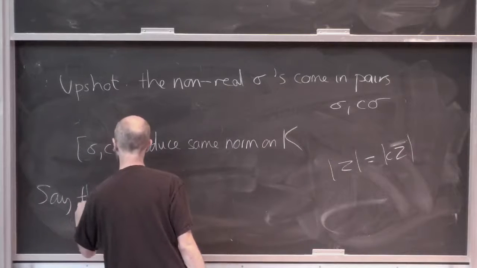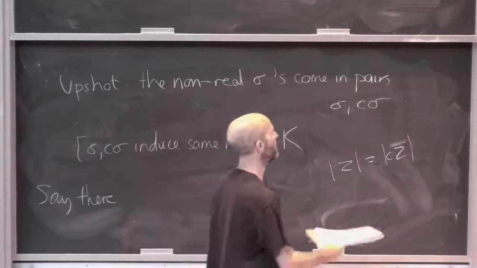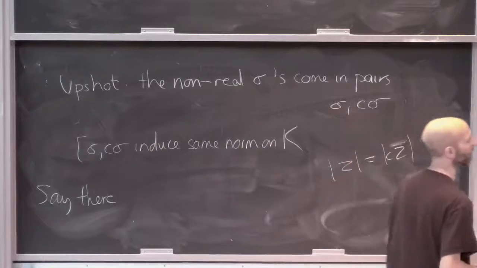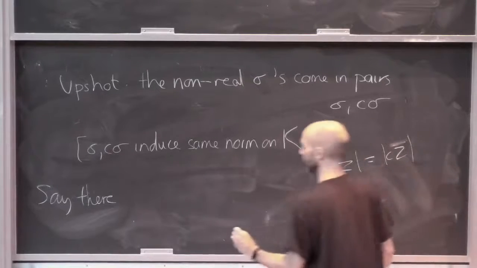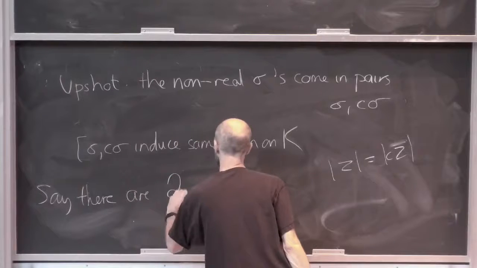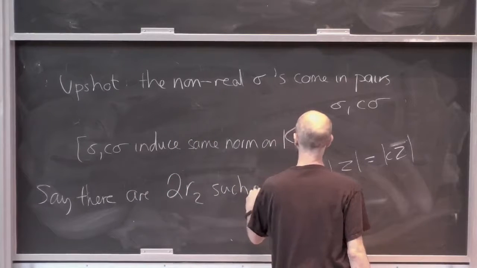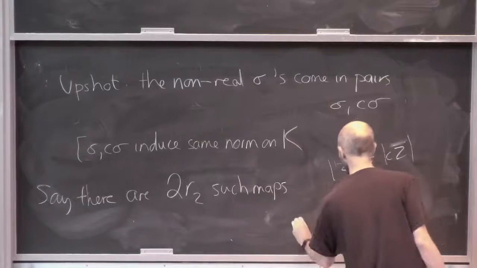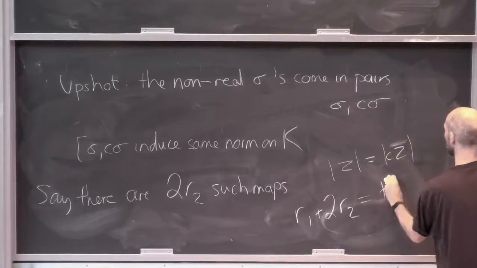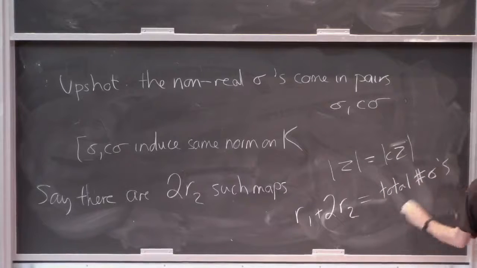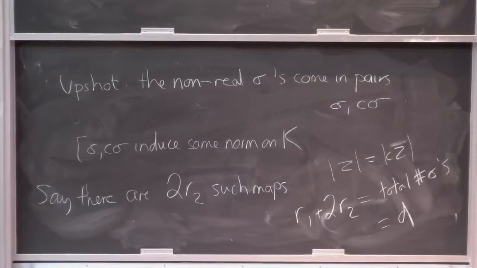So I want some notation for the number of non-real maps. And you would think, I've called that one R1, let's call this R2. But because they come in pairs, I'll call it 2R2. Let's say there are 2R2 such maps. Okay, so what we know is that R1 plus 2R2 is the total number of sigmas. And so that's D. But that's the only relationship between R1 and R2, right? It's not like R1 is always 0 or something.